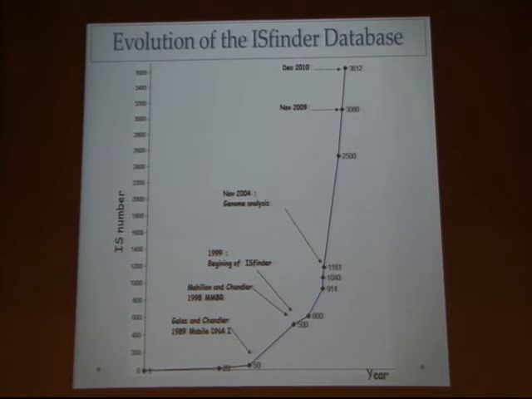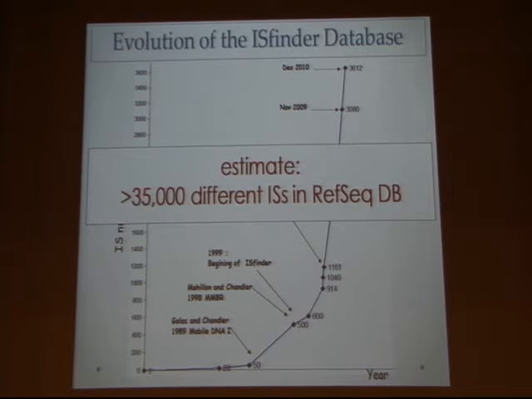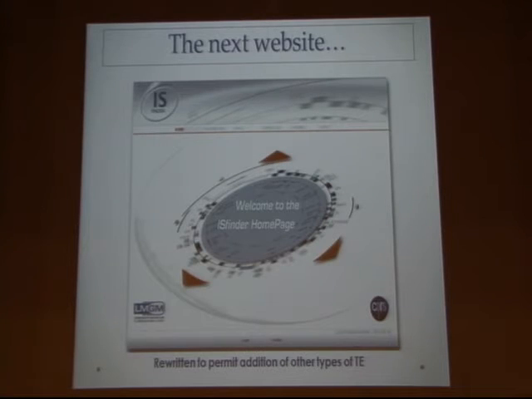Nowadays, we have more than 4,600 different ISs already identified in bacterial genomes. But when we estimated the total number, looking at the RefSeq database in GenBank, we estimated 35,000 different ISs. This means that there is a lot of work yet for the people who work in annotating these elements. We have a lot of different ISs yet to be annotated, only looking at the completely sequenced genomes.